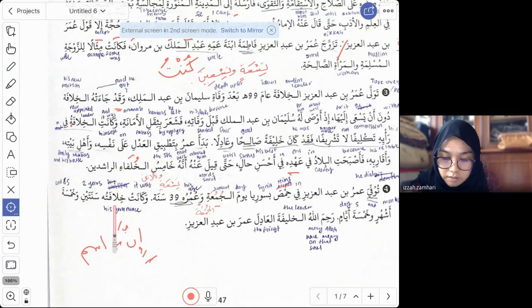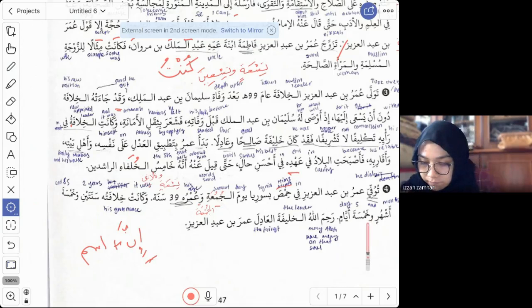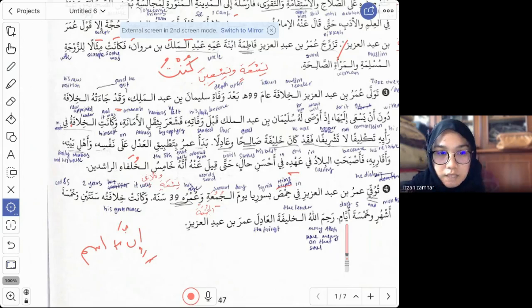Okay, wakanat, it was, his governance, his ruler, or his ruling. Sanataini means 2 years. Wa khamsata, and 5. Ashhurin means months. Wa khamsata means 5. Ayamin means days.